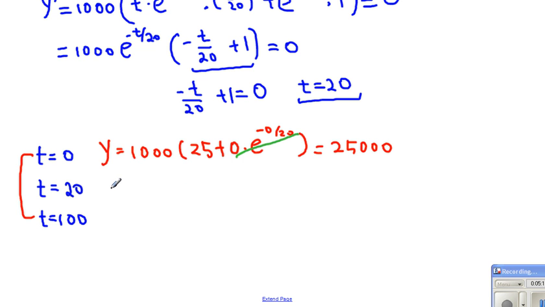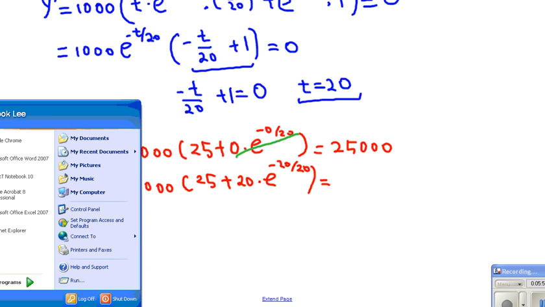Now, second, when t equals 20, we end up getting 1000 times 25 plus 20 times e to the negative 20 over 20, which is simply equal to... now here what I'm going to calculate is that this portion must be 20 times e^-1.